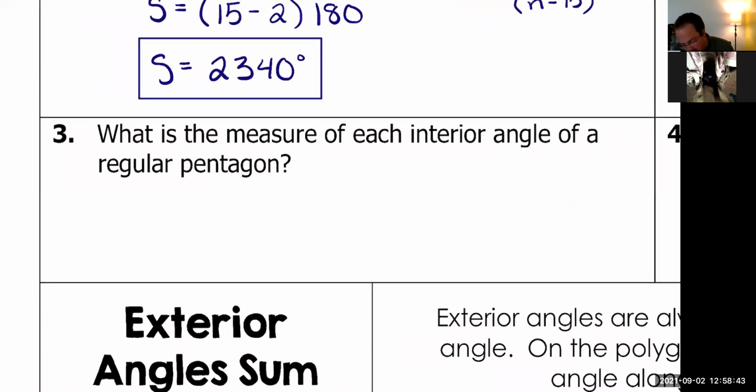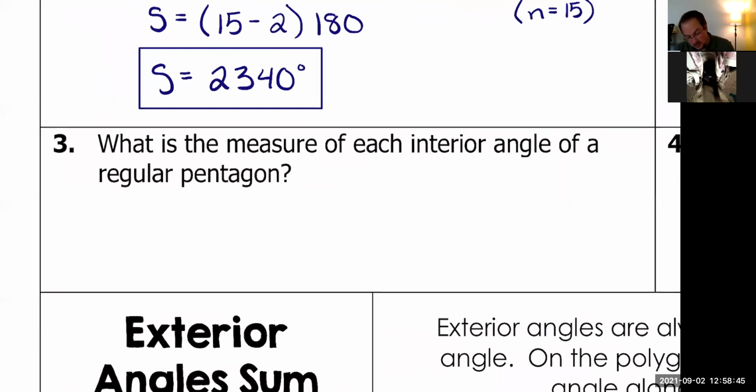Then we move on to number 3 here. What is the measure of each interior angle of a regular pentagon? So each interior angle, which if it's regular, when we find one, we find them all, right? And then it says of a pentagon, which has how many sides? 5. So here n equals 5.